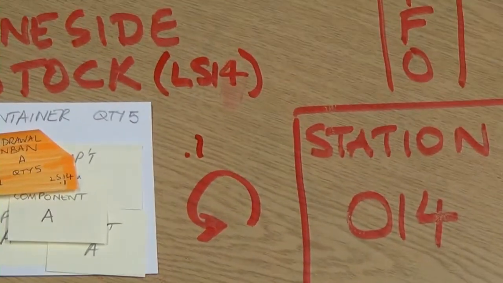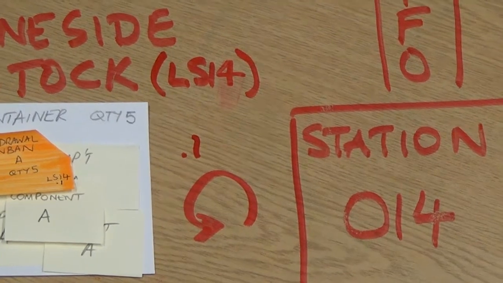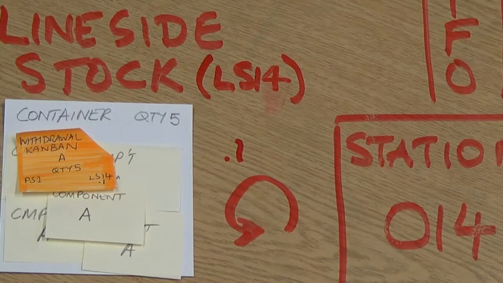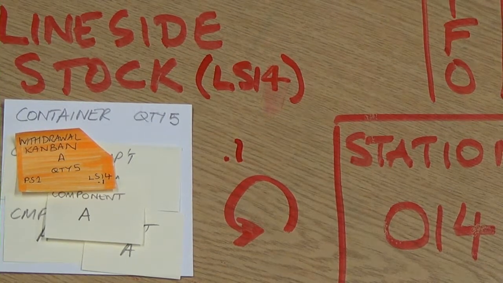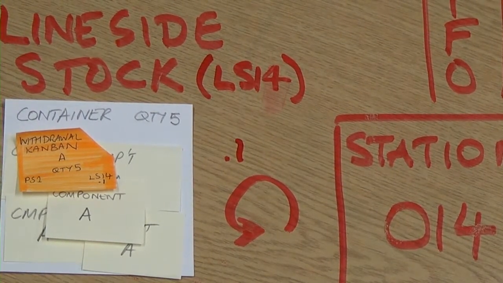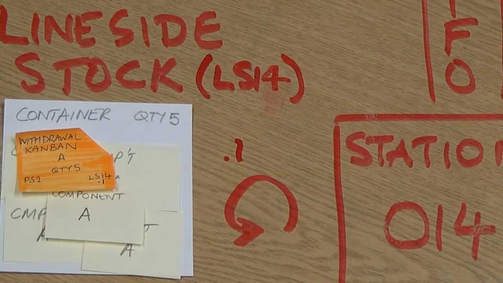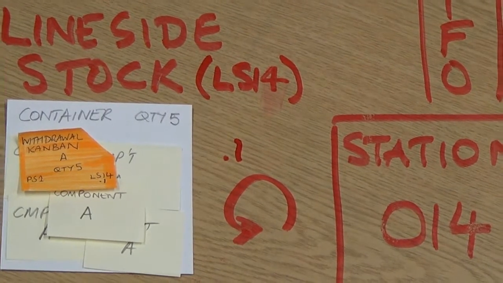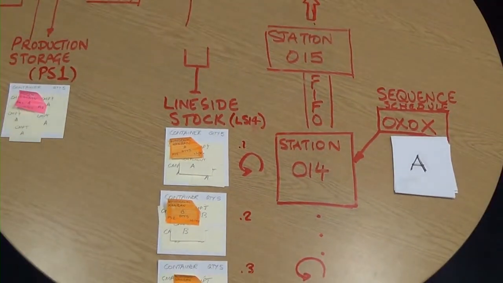If we look, we can see that this first view shows a container with, in this case, an orange Kanban card representing a withdrawal Kanban, and this Kanban is for 5 type A's. You probably can't read it, but it says on the left PS1, that's production storage 1, which is where we get the material from, and LS14.1, which represents the position of this container containing the A-type items. So I'll just zoom out a little bit there, and let's just have a simulation of what's going on.